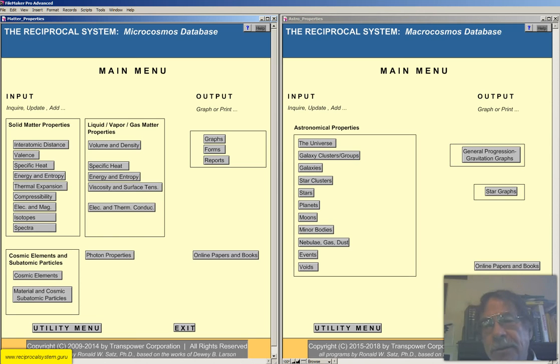As usual with most of my screencasts, I'll be discussing the reciprocal system today, specifically the reciprocal system database. There are two modules to this database, the Microcosmos database and the Macrocosmos database. On display here, you can see the Microcosmos database on the left and the Macrocosmos database on the right. I've already covered the Macrocosmos database in great detail with the screencast from each layout, plus the graphs. And the past few weeks I've been covering the Microcosmos database. I've already covered interatomic distance, valence, specific heat, energy, and entropy. So today we're going to look at thermal expansion.